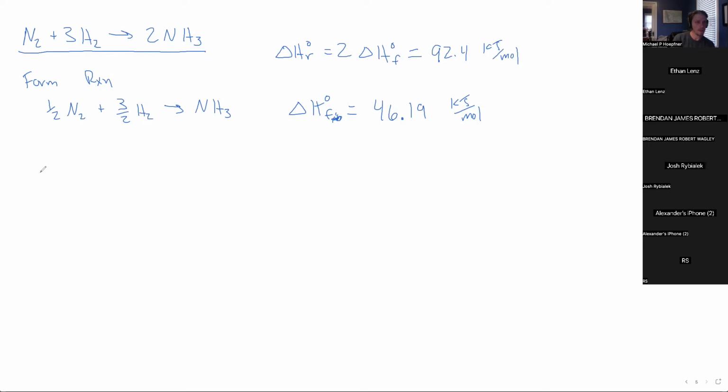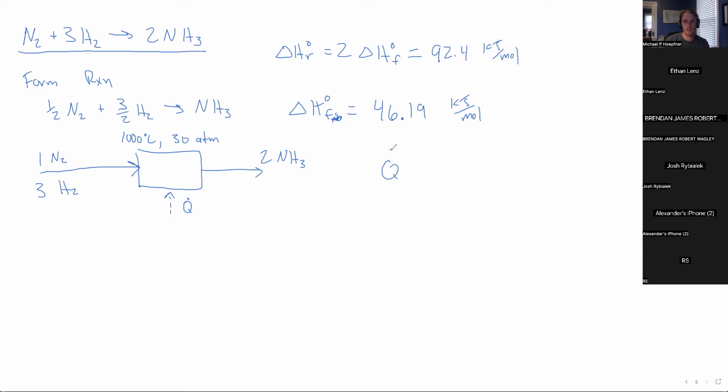Now in my reactor, we're going to feed in stoichiometric ratios. So 1 mole of nitrogen, 3 moles of hydrogen. It's going to react. We have some heat input that is required to complete this process, and we're going to make 2 moles of ammonia. This process is going to occur at 1000 degrees Celsius and 30 atmospheres. Okay, so our goal is solve for the Q to do this process.